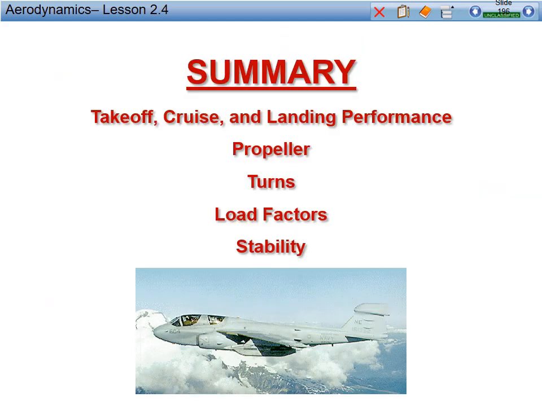In summary, we looked at takeoff, cruise, and landing performances, and all of the profiles. We looked at the propeller and some troubles that are found when you have a propeller for a propulsion system. We talked about turns and turn performance, load factors, and stability.